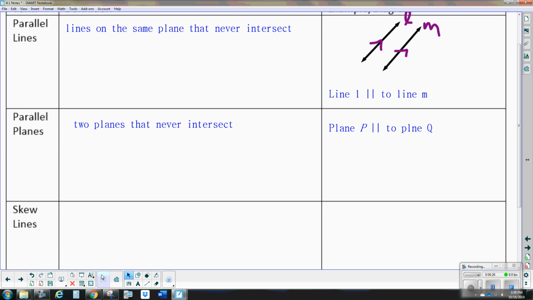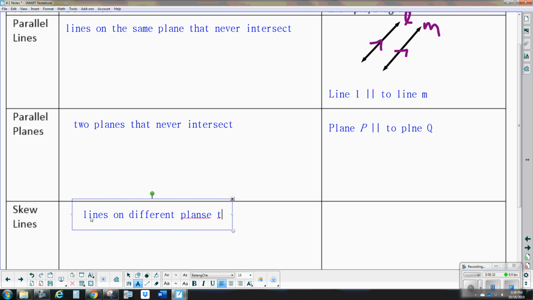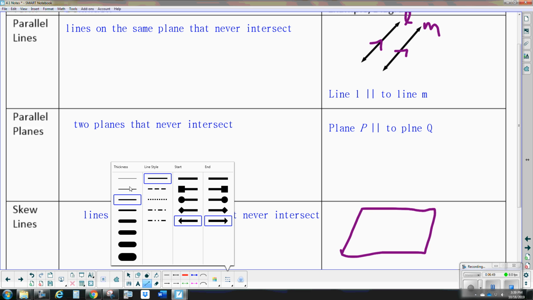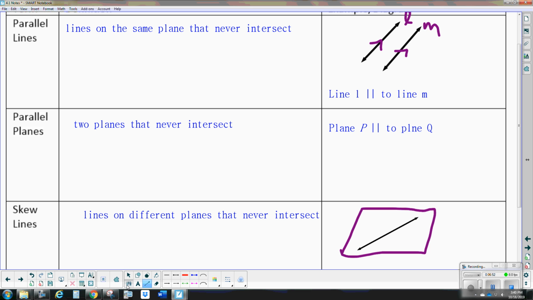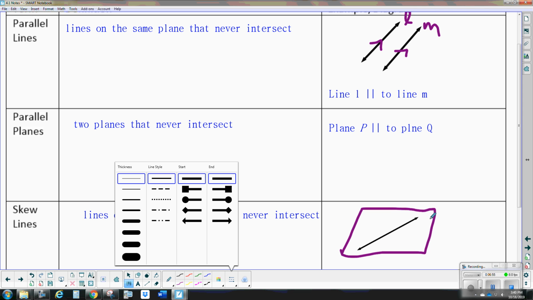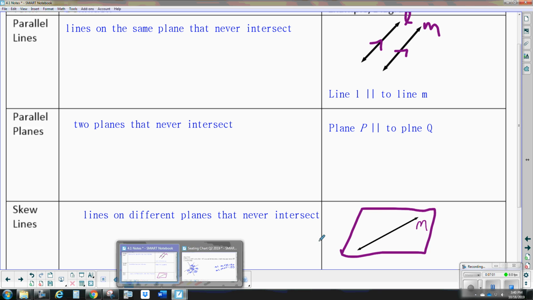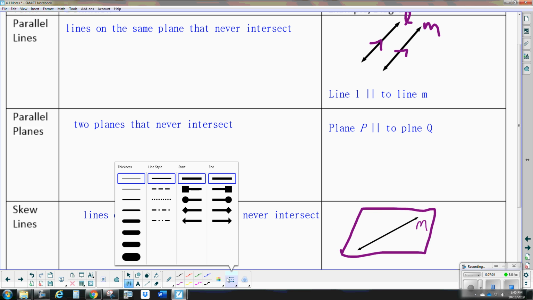And then skew lines, these are going to be lines on different planes that never intersect. And on a diagram, again, we don't have a marking for skew, but on a diagram, you'll see something that looks like a plane. You'll see a line on that plane. So I'm just going to call this line M. And then if it's skew to another line, I'm going to see that line, but I'm not going to see the whole thing.